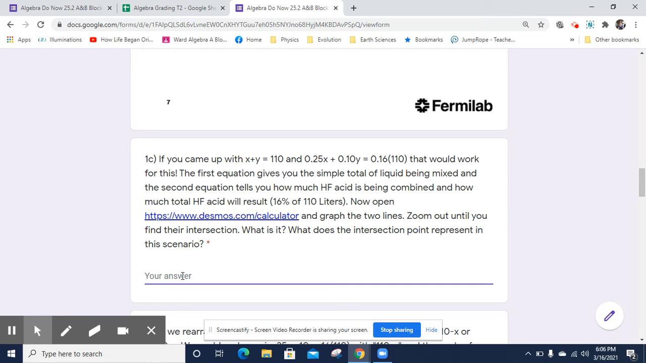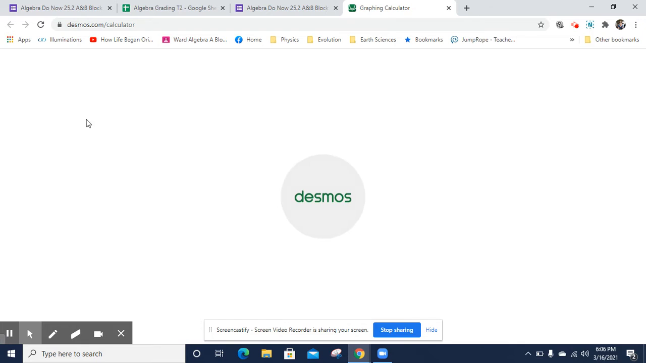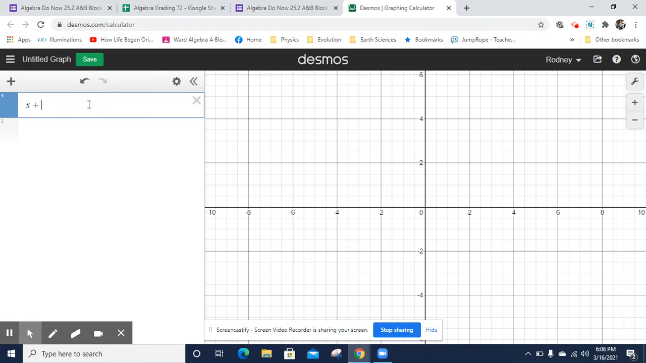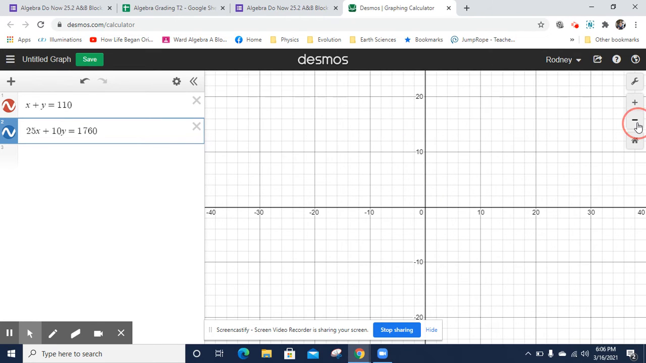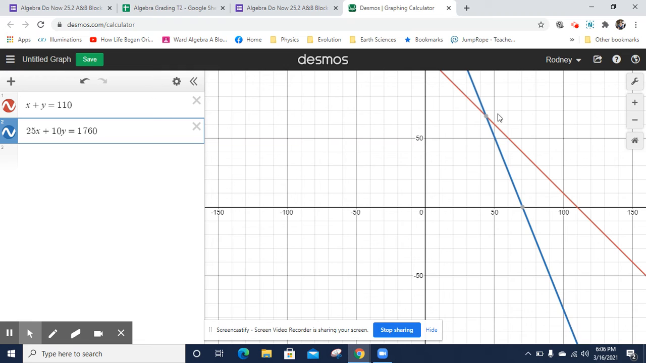So let's go ahead and go to Desmos and put these equations into play, and let's see what we get. We had x plus y equals 110, and 25x plus 10y equals 1,760. Let's go see what they do. Zoom out. So there's our graph, there's our equation. Oh, look, we've got a nice, neat, and tidy point there, 44, 66.